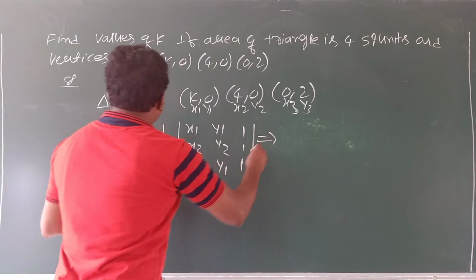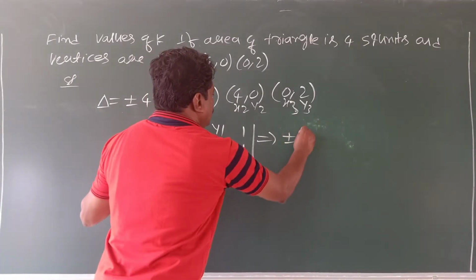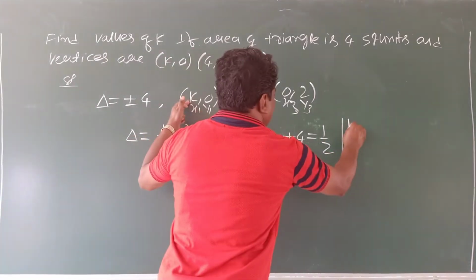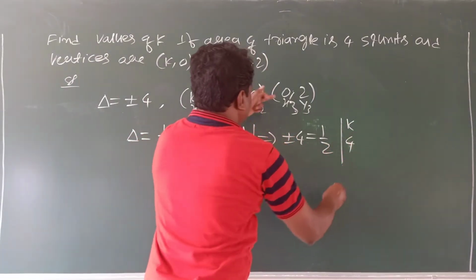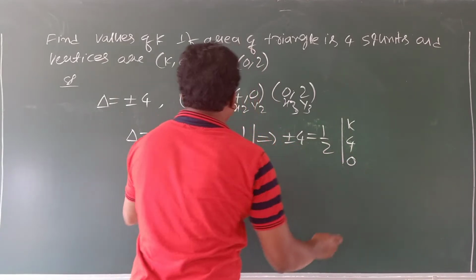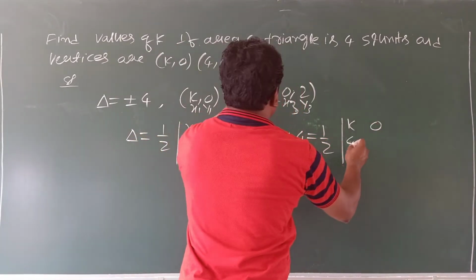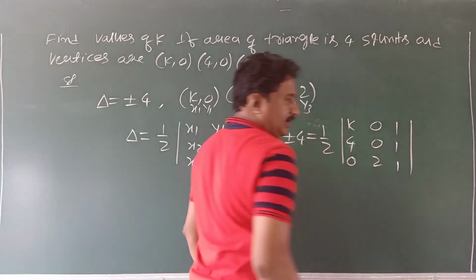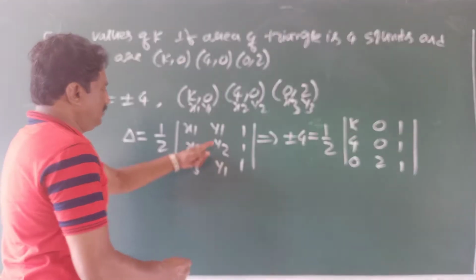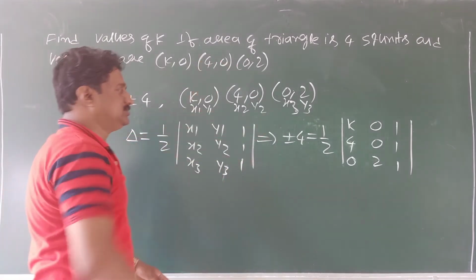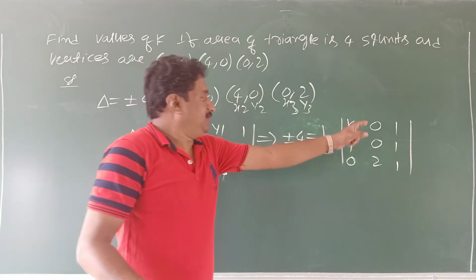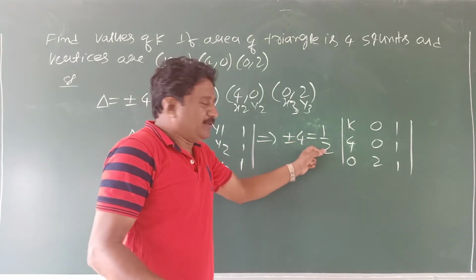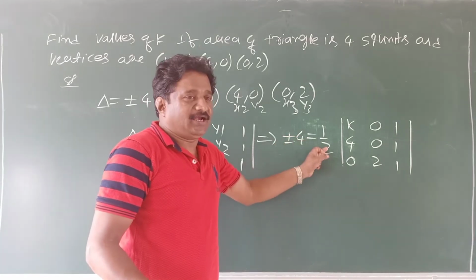Tell me how much is the delta value? Plus or minus 4. 1 by 2 into the determinant: x1 is k, x2 is 4, x3 is 0, y1 is 0, y2 is 0, y3 is 2, and 1, 1, 1. Right? Here we have 1 by 2. You cross multiply this 4, bring it to this side. 4 twos are 8. You will get 8.